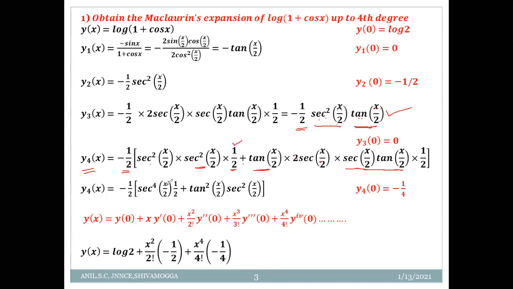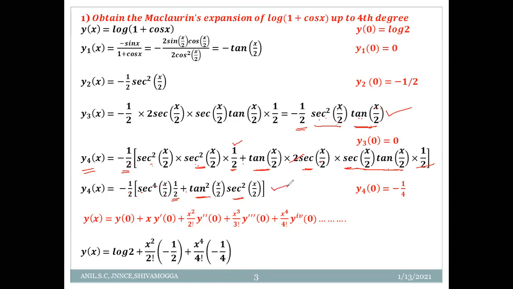1 by 2 into this, 1 by 2 into secant square x by 2 into secant square x by 2 is secant x by 2 power 4, plus tan x by 2 into tan x by 2 is tan square x by 2. Secant x by 2 into secant x by 2 is secant square x by 2. Cancel this 2 with this 2.